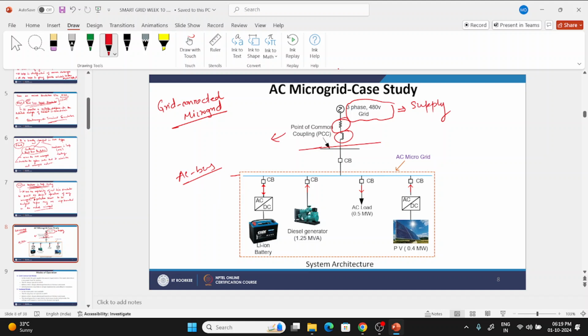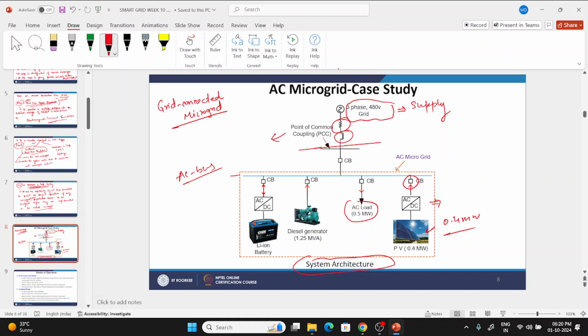There are various types of load and renewable energy in this microgrid, which constitute the system architecture. A 0.4 megawatt solar PV is here. In order to connect to the AC bus, the inverter's operation has to be performed, and then it is connected through a circuit breaker. There is an AC load of 0.5 megawatt. It is also connected to a circuit breaker.